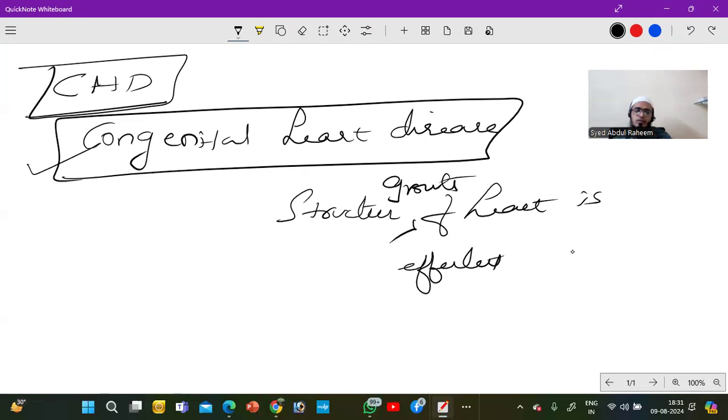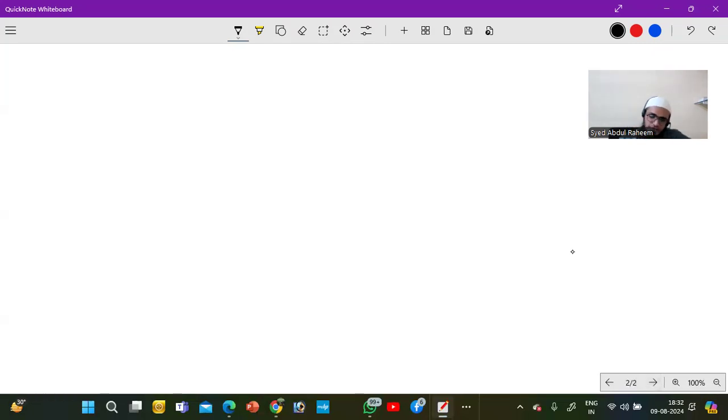Okay, the growth of the heart does not happen properly. There are different types, but here I will discuss two things only. What are the things which cause this? There is no properly known reason. Clinically, this is a condition in which after birth, the baby has difficulty in breathing.